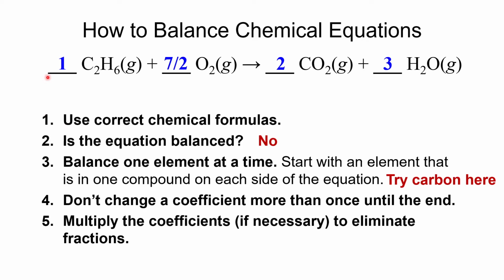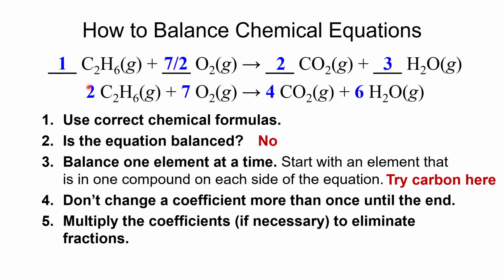So when we multiply that through by 2, we'll get this. So 2 times 1 is 2, 2 times 7 halves is 7, 2 times 2 is 4, and 2 times 3 is 6.